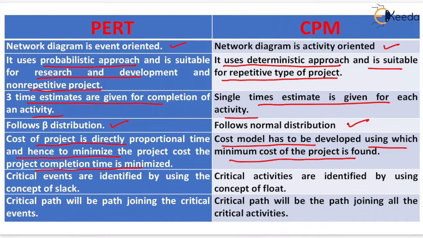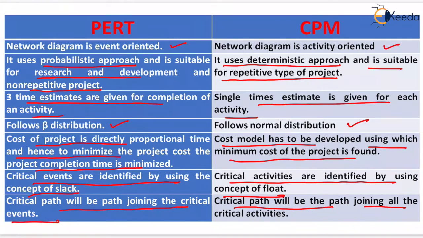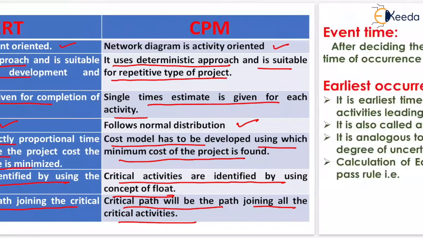In PERT, critical events are identified by using the concept of slack, whereas in CPM, critical activities are identified by using concept of float. Now in PERT, critical path will be the path joining the critical events, whereas in CPM, critical path will be the path joining all the critical activities. That is the comparison between PERT and CPM.